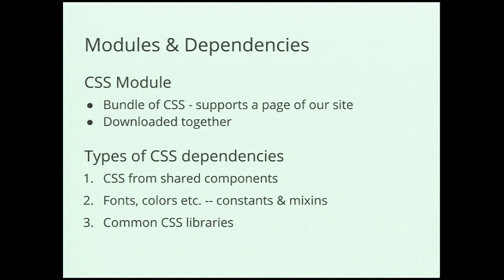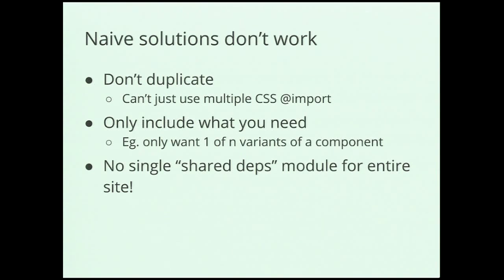So we define a CSS module as a bundle of CSS that supports a page of our site and is downloaded together. And we've already identified CSS shared code and dependencies. And these are things like CSS from the shared components, fonts, and colors that are expressed typically as constants. And in addition, we have a lot of common CSS libraries. And these are, in our case, Google-wide styles.